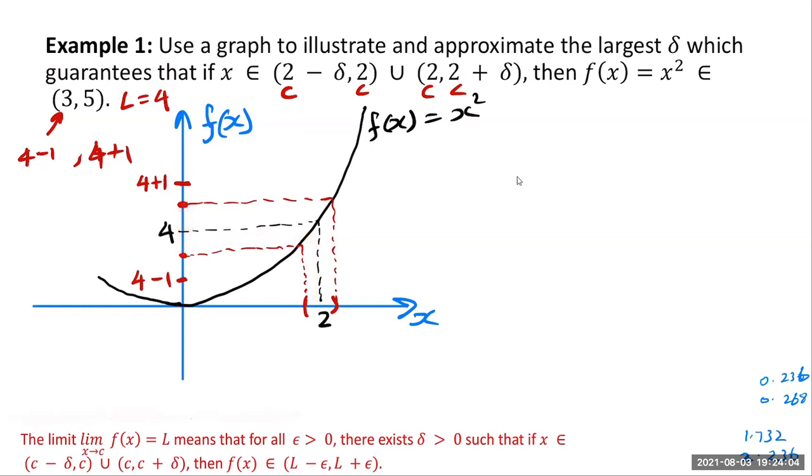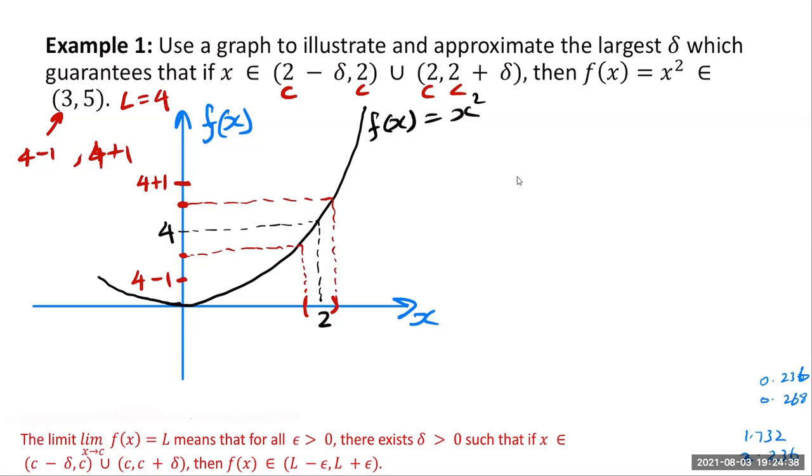That means your y value is going to land between 4 minus 1 and 4 plus 1, that means between 3 and 5. So such a delta can be found, but the question is, what is the largest delta that you can find, so that as long as you pick your x value from this delta punctured neighborhood, your y value is landing between 3 and 5? What do you think? This is a good time to pause the video and think about that for a minute.